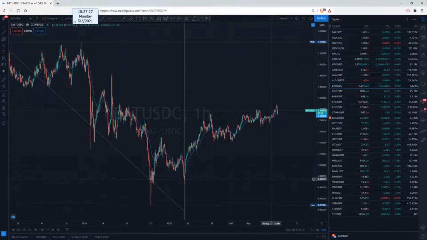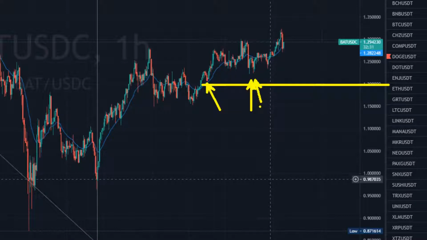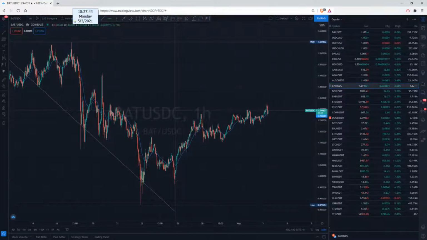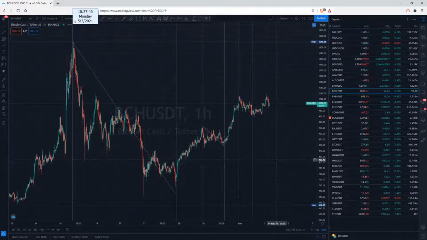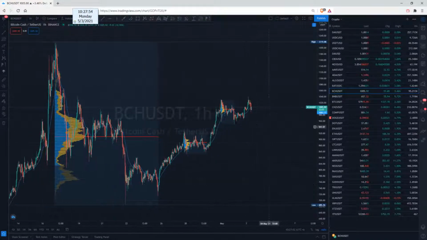On BAT, I still like $1.20. Although, as you can see, it will not give it to me. It refuses to give me $1.20. Not upset at all. So still waiting for that one. Bcash. Bitcoin Cash, I still want the pullback sub thousands. I want it back in the low 900s. That's where it makes a lot more sense for me. Up here, it's just tough.